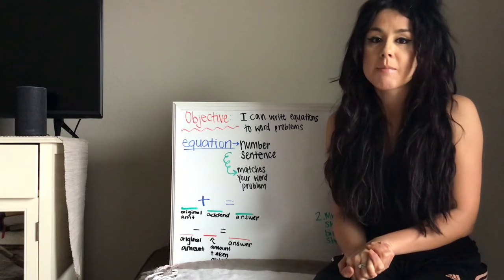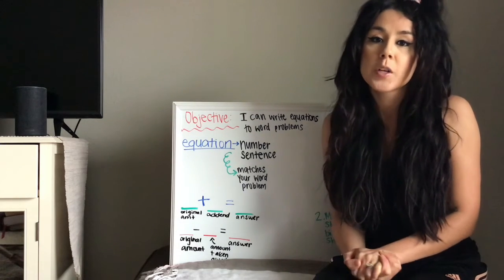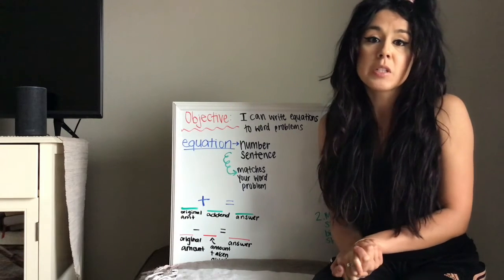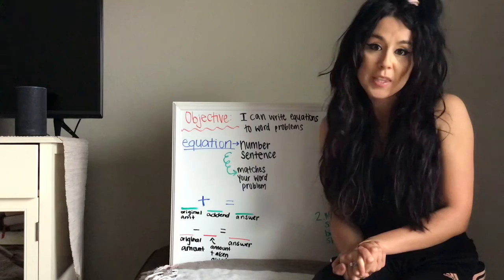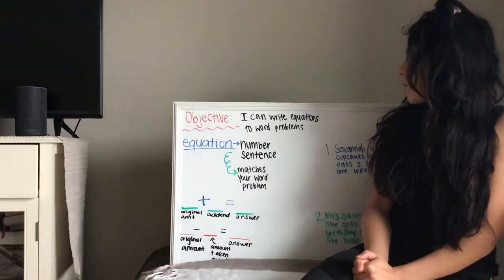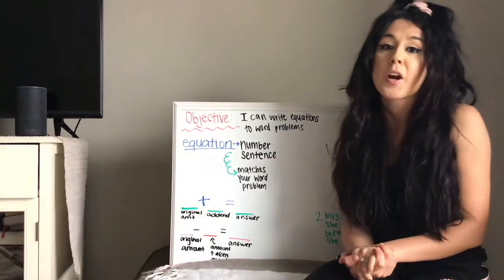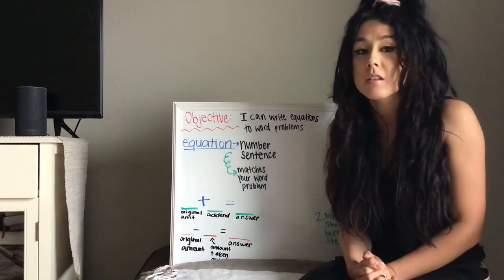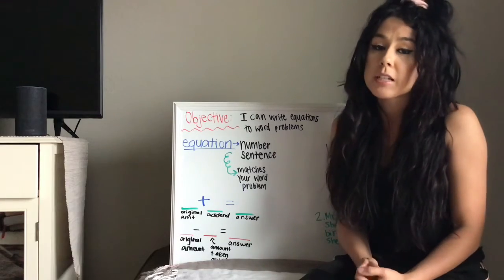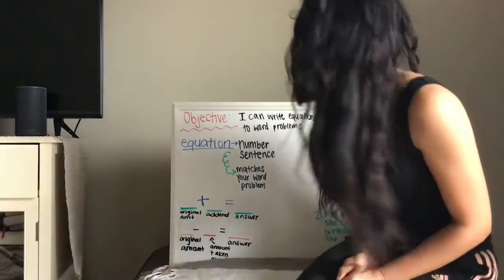We're working on our next math lesson. We are still working on word problems. We are almost done with word problems, and then we'll be moving on to 2D shapes. So we're almost done with this math unit. Today, your objective, your goal is I can write equations to word problems. So today we're not going to focus on solving them necessarily. We're going to focus on writing an equation or a number sentence to help us solve them.